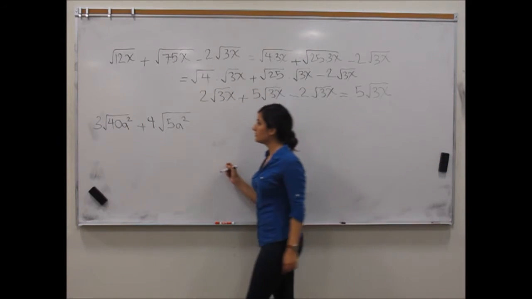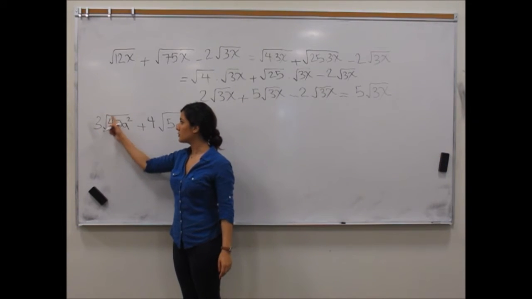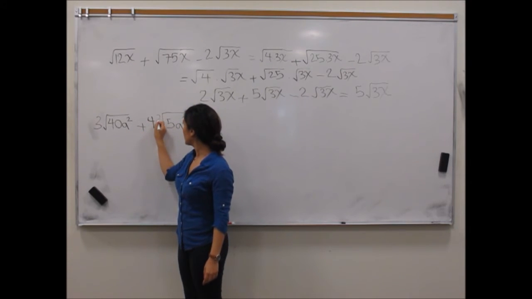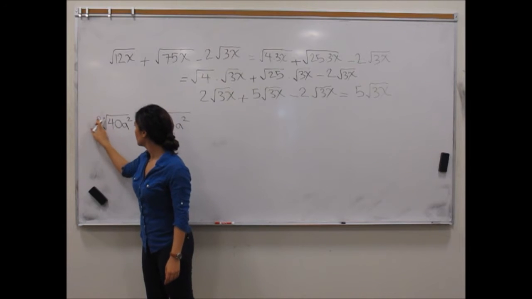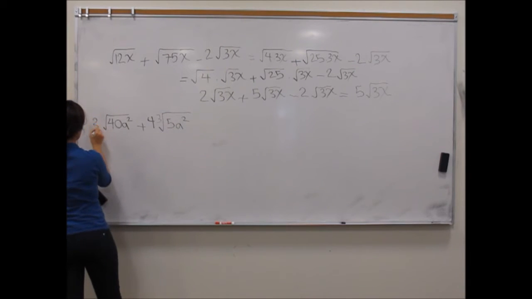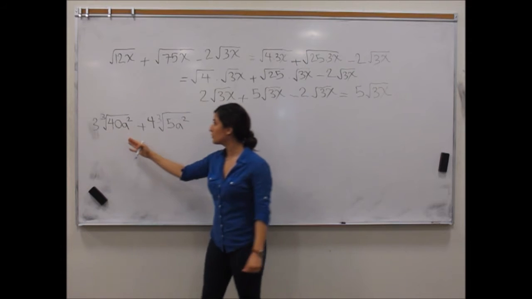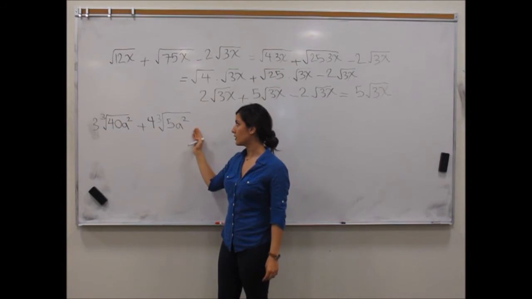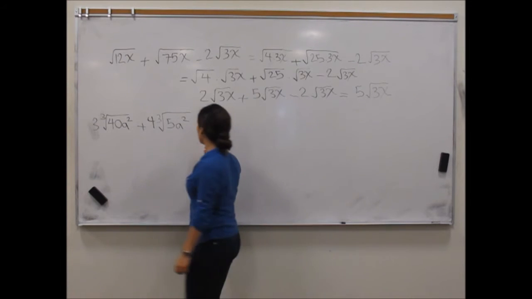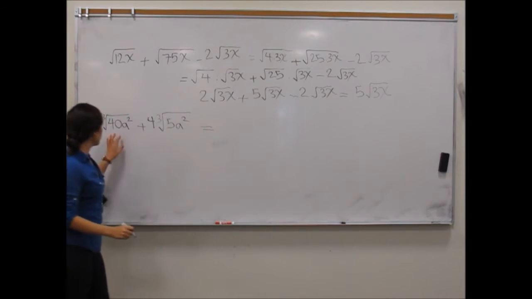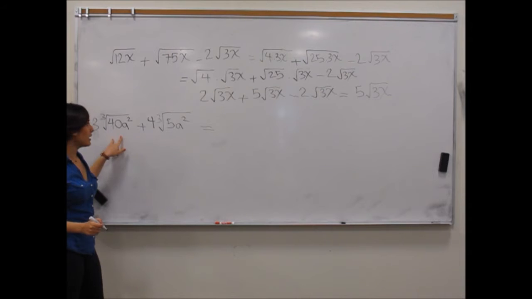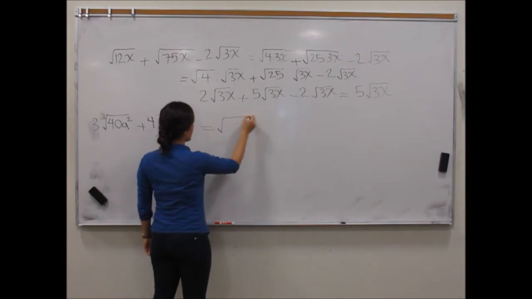For the second one, I have 3 times the cube root of 40a squared. And these are actually cube roots. So 3 cube root of 40a squared plus 4 cube root of 5a squared. So let's see what we can simplify. In the first one, I have 40a squared. I can simplify 40 as 8 times 5.